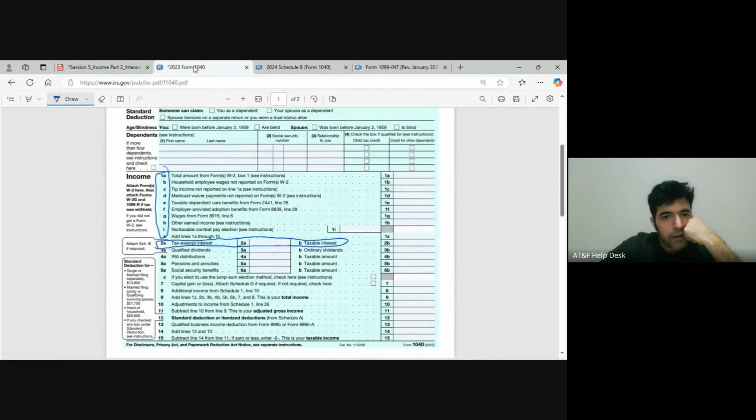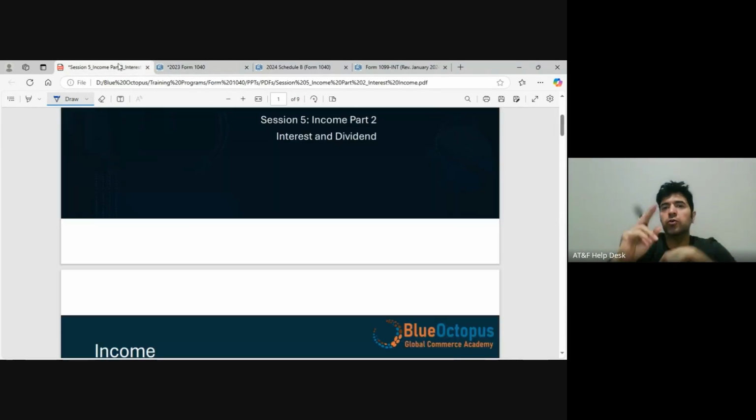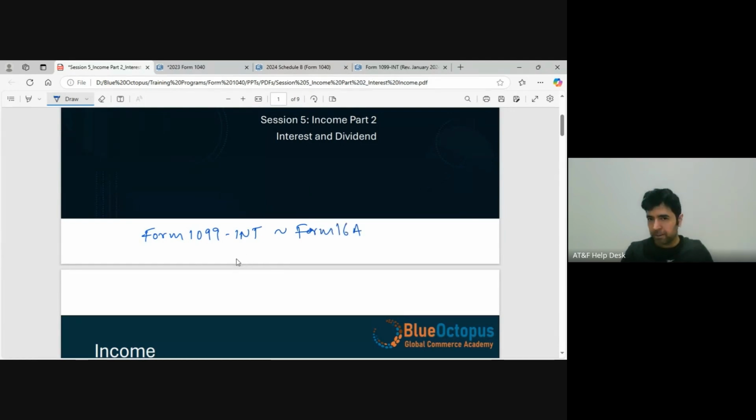So this is one thing. Another thing is the forms you need to keep in mind. In fact, 3 forms, 3 and more mainly. So the first form is Form 1099-INT. This is equivalent to Form 16A in India. That means it is a TDS or tax withholding statement given by the payer of the interest. So this document you will receive from your client.